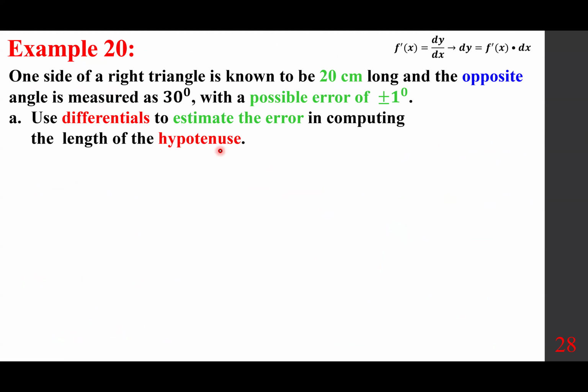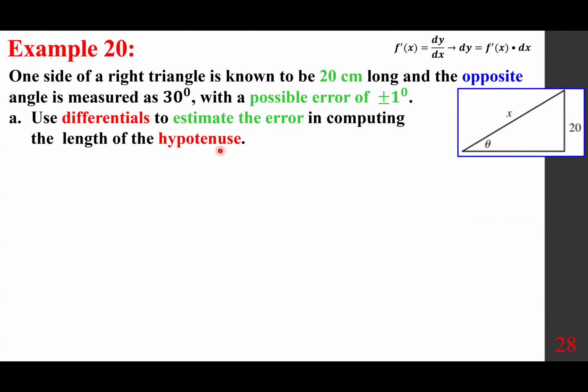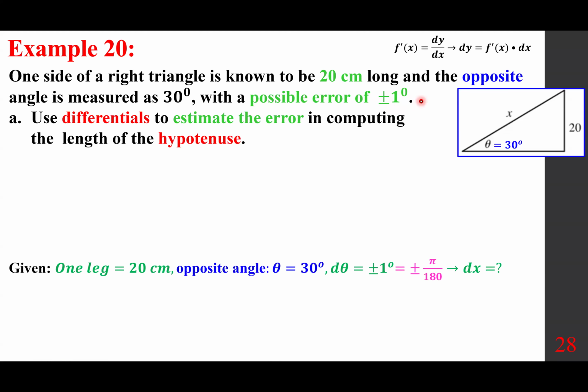So what is going on here? We have the right triangle. Opposite this 30 degrees is the leg, or the side, which is 20. Obviously, this is the hypotenuse, opposite the 90-degree angle. We call it X. So we know one leg is 20, the opposite angle is 30 degrees, and the possible error would be d theta, plus minus 1 degree, or plus minus pi over 180. We are interested in finding the X.